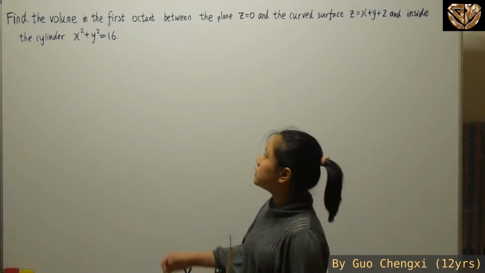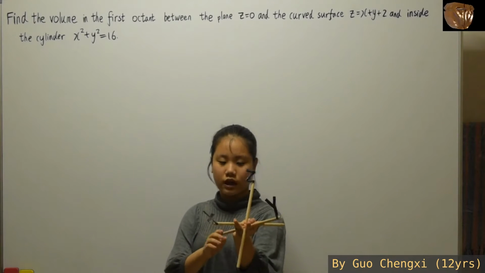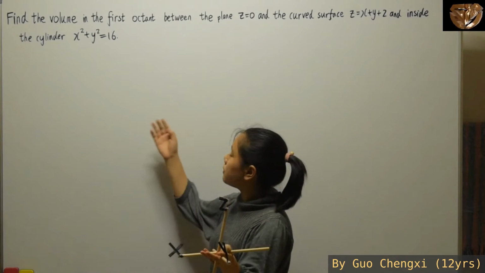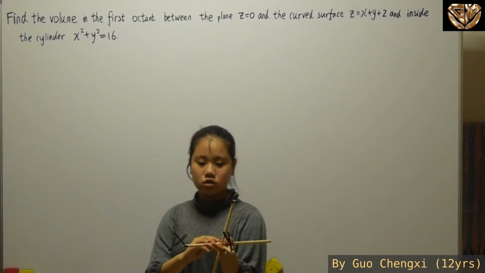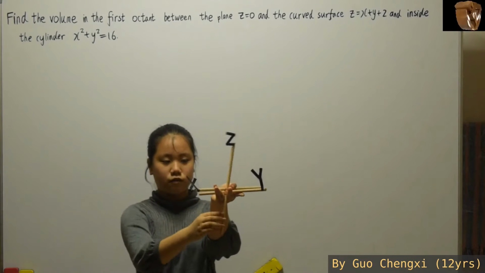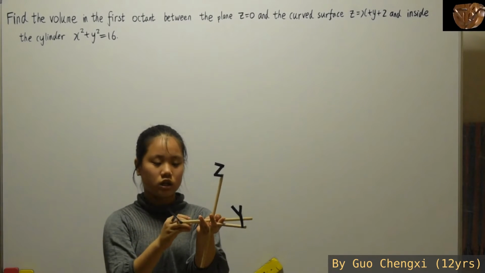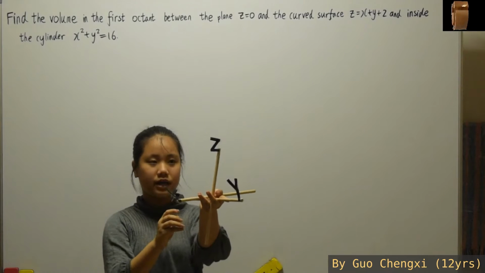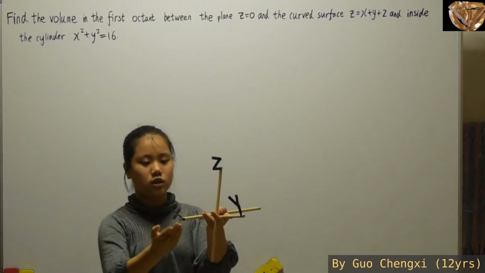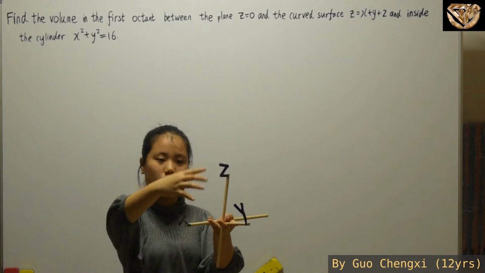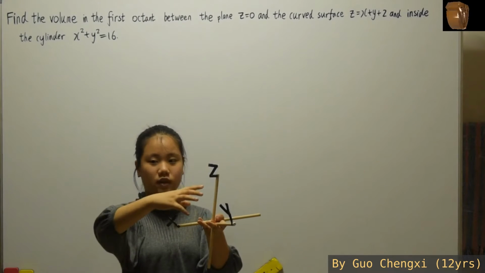So first, we realize this is definitely three-dimensional. For this part, we have the first octant. So what is an octant? Over here we will have 8 octants, and which 8 are they? The first octant is where x, y, and z are all positive.